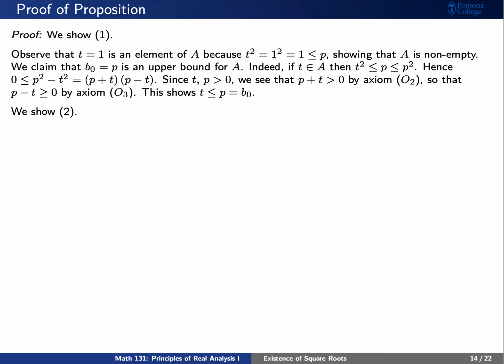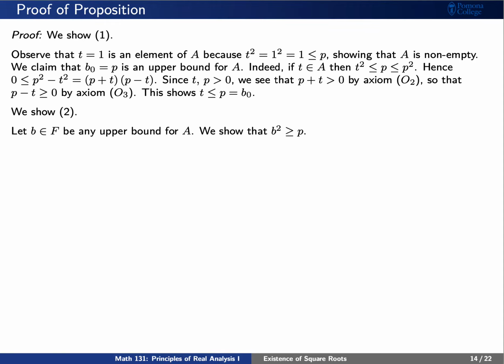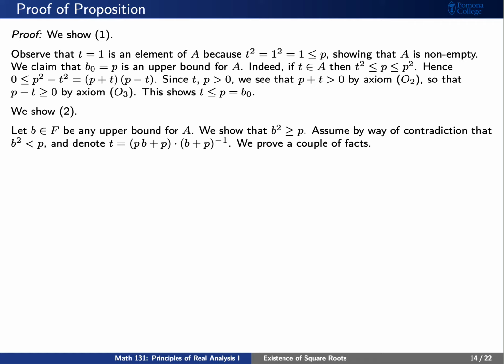Let's show the second statement too, by discussing what happens for any upper bound. To this effect, let b be an upper bound for A. We're going to show that b squared is greater than or equal to p. In fact, we'll do this by contradiction. Let's assume that we do have an upper bound b that satisfies b squared is less than p. Then let's define this new element t to be p times b plus p, divided by b plus p.